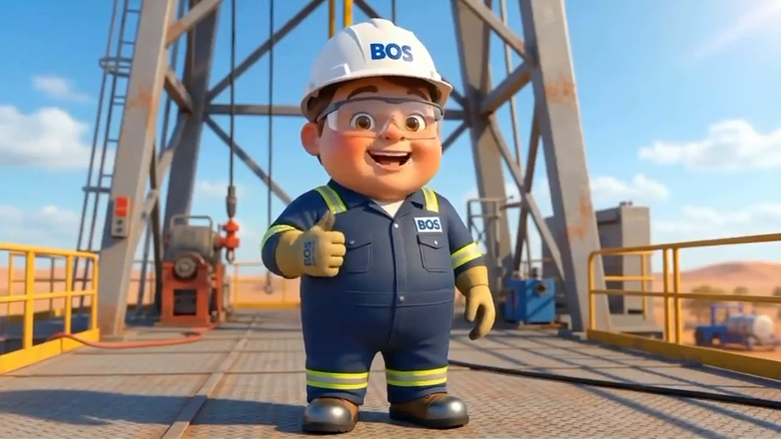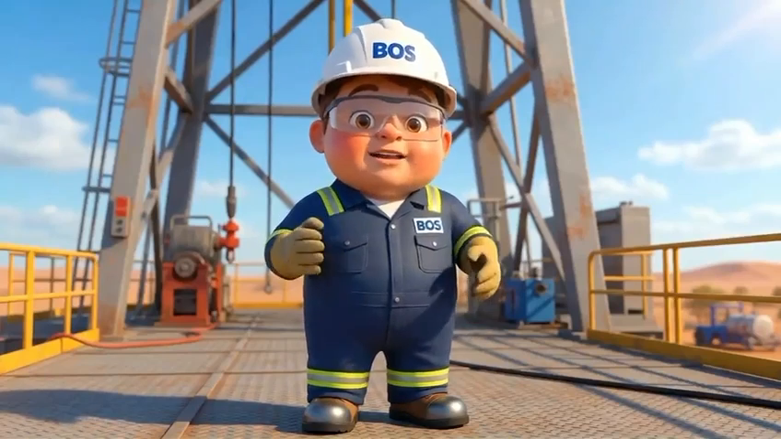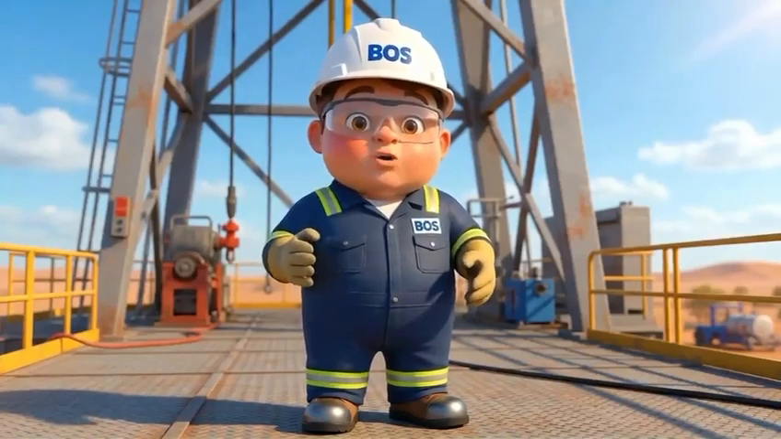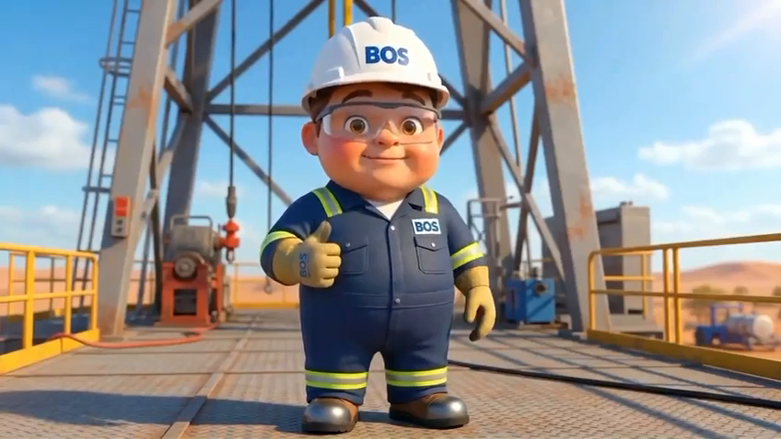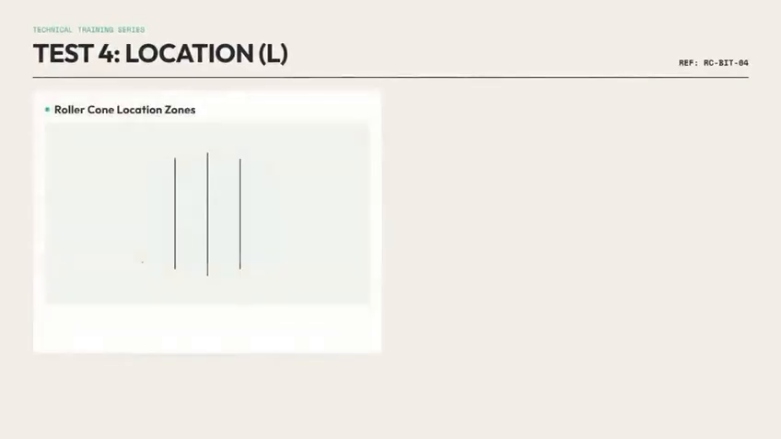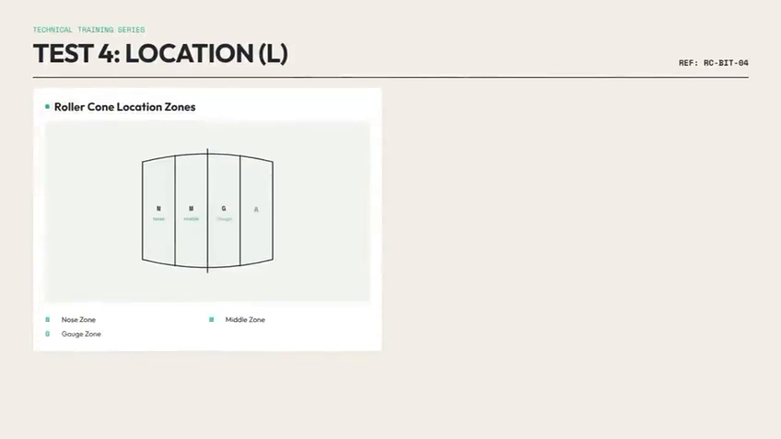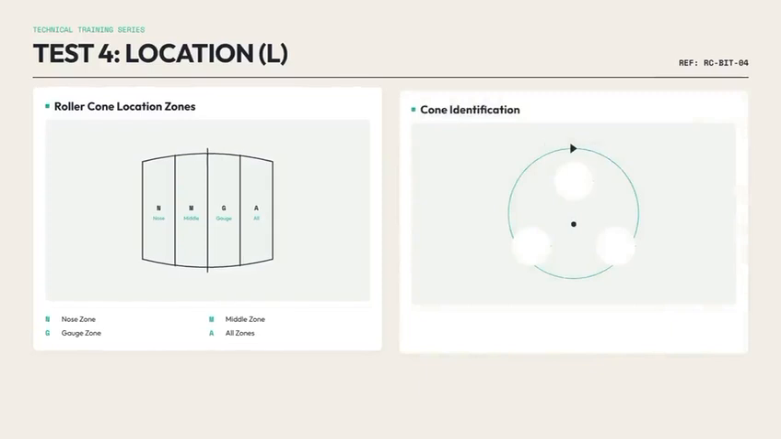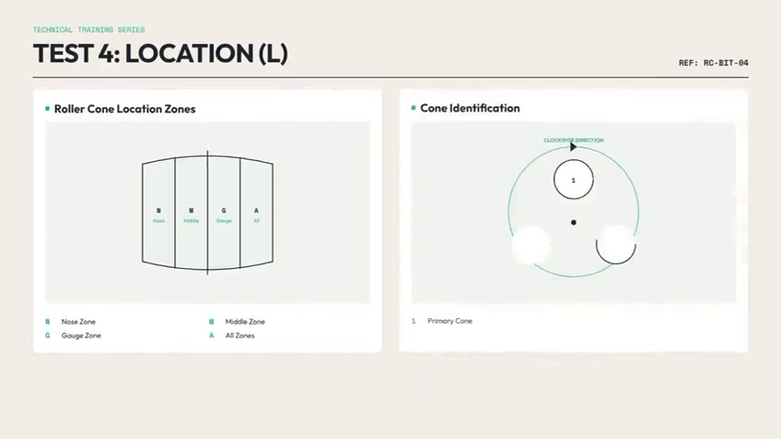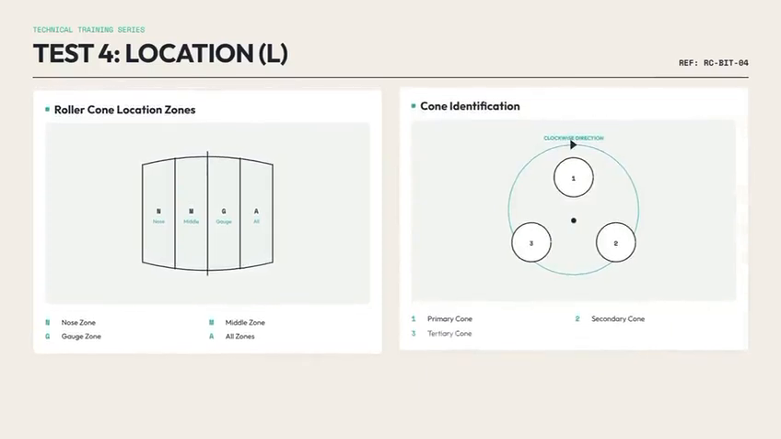We use a single letter or number code to specify the location, such as the nose, middle, or gauge rows. The nose row, coded N, represents the centermost elements. The middle row, M, includes everything between the nose and the gauge. The gauge row is G. If the damage is spread across the entire bit, we use A for all rows.